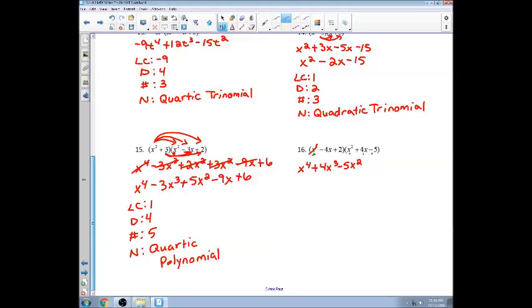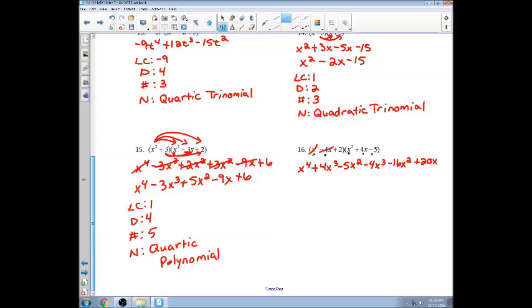So I'm done with that x squared now. Now I have negative 4x times x squared, negative 4x to the 3rd. Negative 4x times 4x would get me negative 16x squared. Negative 4x times negative 5 would get me positive 20x. So I am now done with the negative 4x.